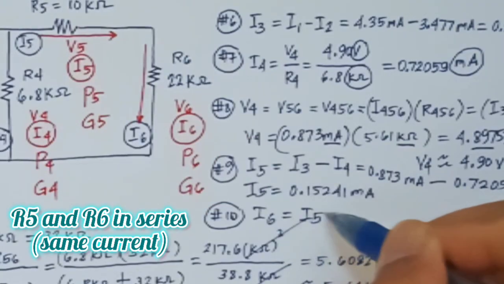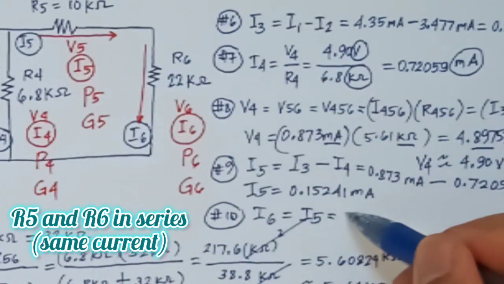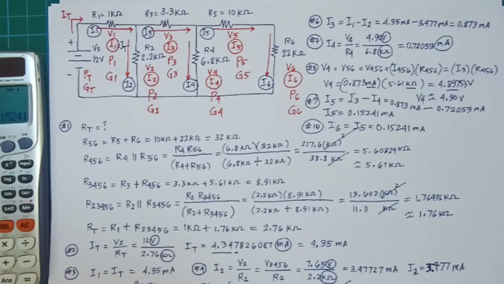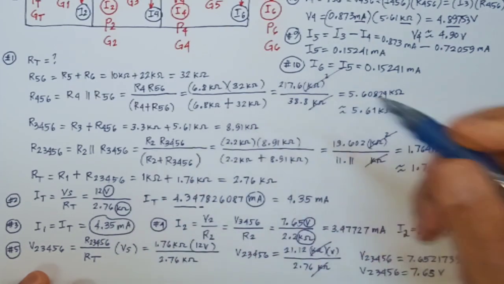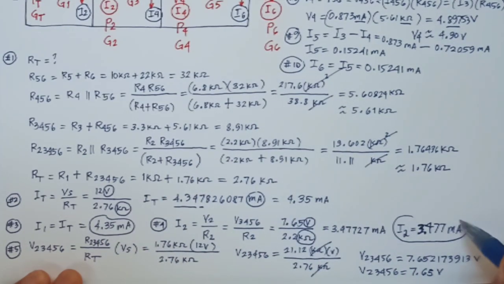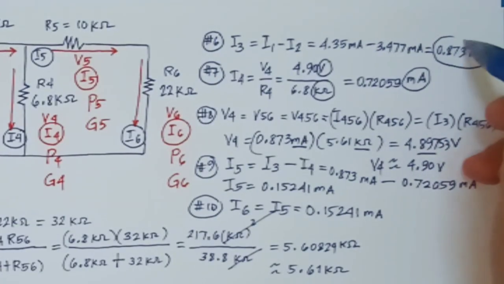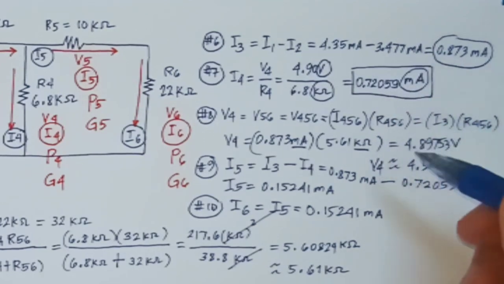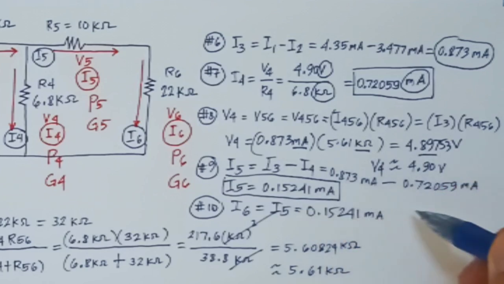Now we got five currents, and the last current, which is I6, is equal only to I5 because they are in series. R5 and R6 are in series, so I5 equals I6. And we already know I5, so we will just make it equal to I5. I6 equals I5, and there you go. We got 0.15241 milliamperes. And here's our answer: I1, I2, I3, I4, we got I4. Let's just summarize. And then we have I5, and we also have I6.